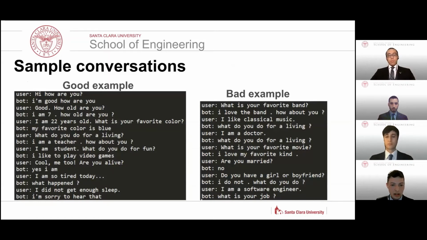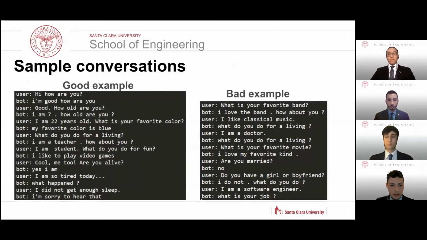So here we provide a couple of conversation examples. On the left, it can be seen that our model was good at answering personal questions, such as "How old are you?" "What do you do for a living?" and "What do you do for fun?" In addition, it is also able to display empathy. For the comment, "I'm so tired today," it was able to ask what happened. When the user responds, "I did not get enough sleep," it responds sensibly with "I'm sorry."